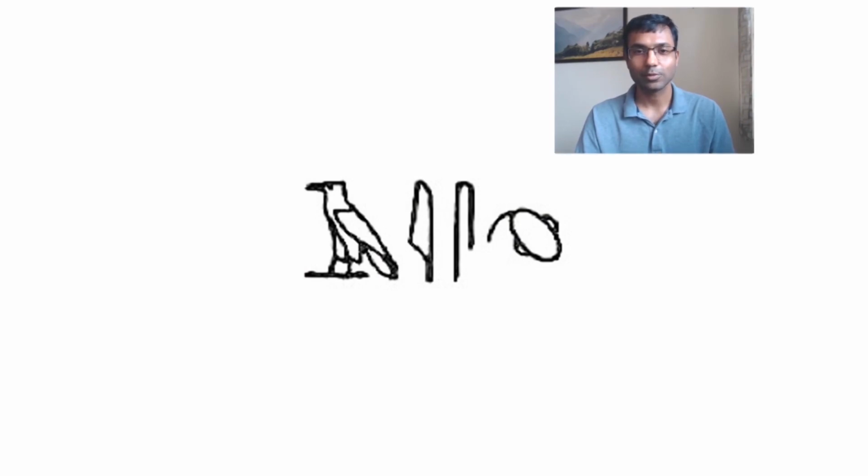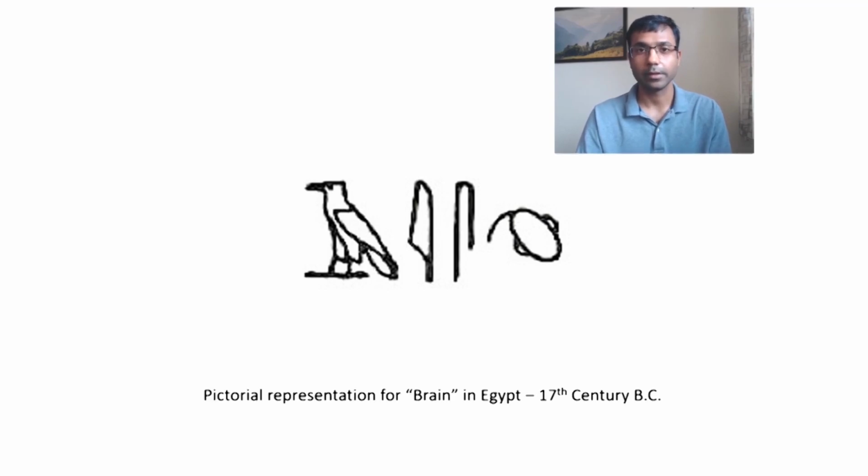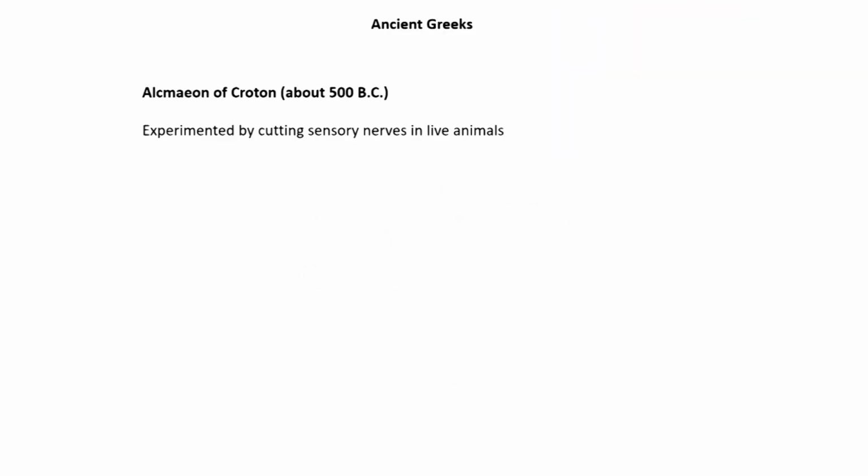Can you guess what is being shown on the screen here? This is actually the pictorial representation of the brain from 17th century Egypt. And the reason I'm showing it to you here is to make the point that people have been thinking about the brain for thousands of years. And it's quite interesting to see how the understanding of the brain has evolved over time before we arrived at the current understanding. One of the first people to comment about the brain was Alcmaeon of Croton.